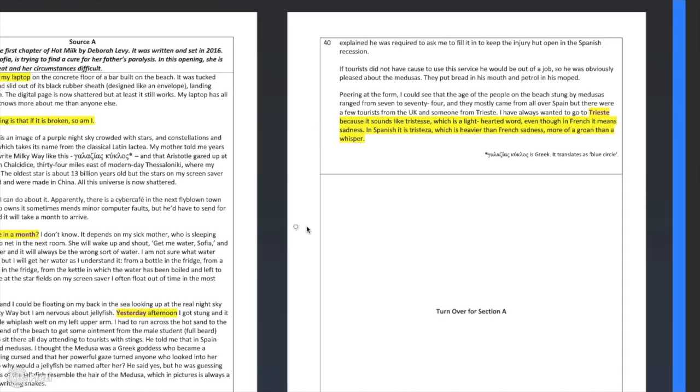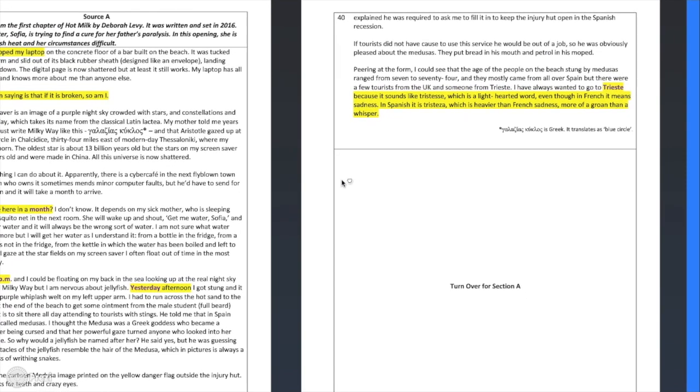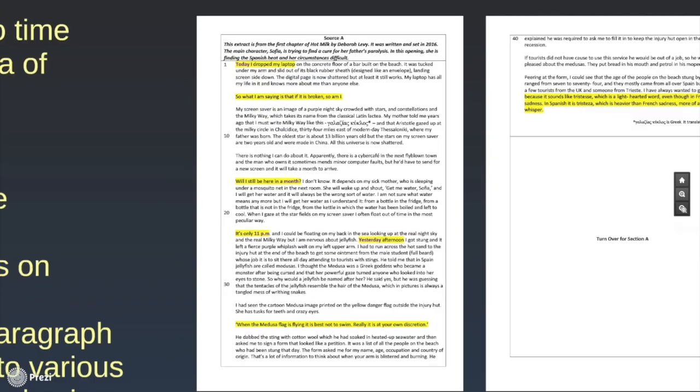So you've got this flashback which highlights the extreme pain she's in, and then you've got at the end of the extract the extreme sadness. So again, that's a repeated idea. And you've also got the structural feature here of that flashback. So you've got a few structural features that you could mention there.